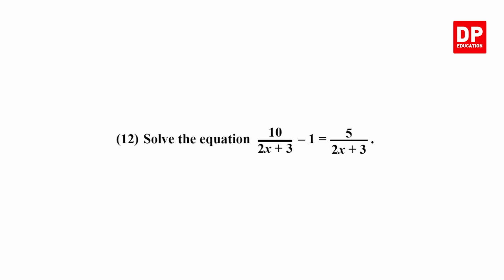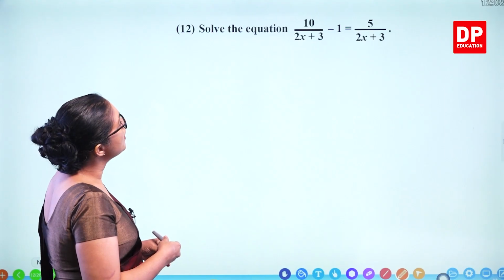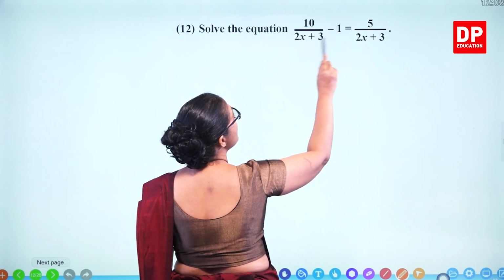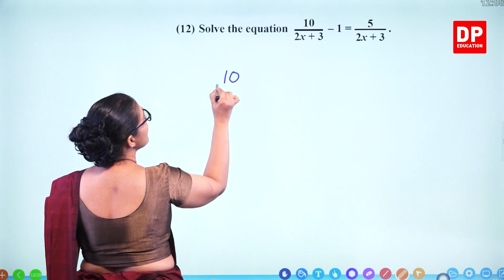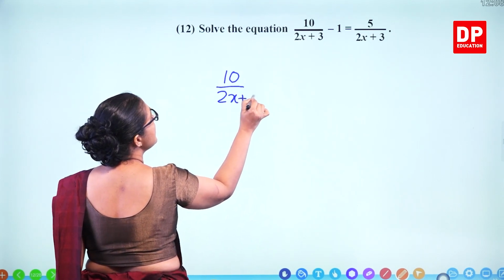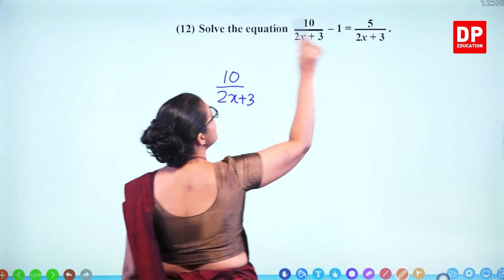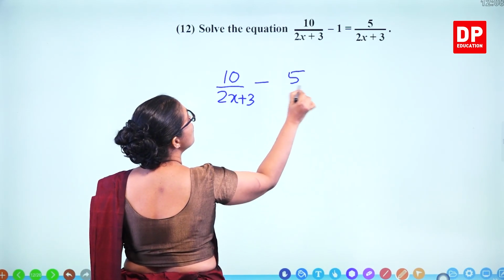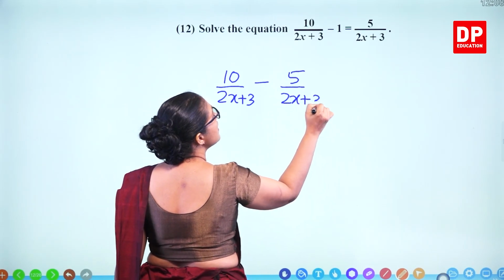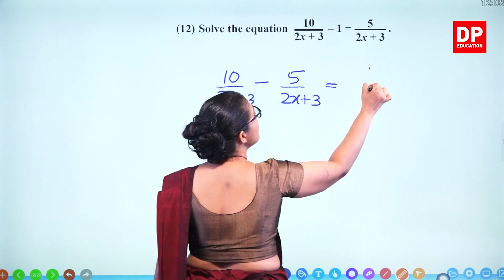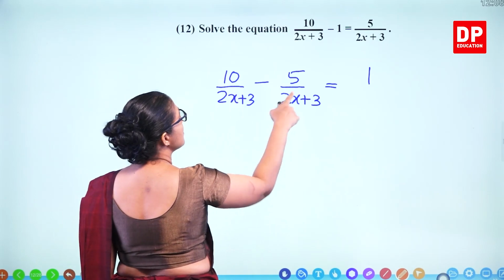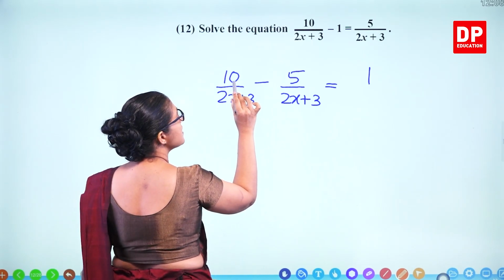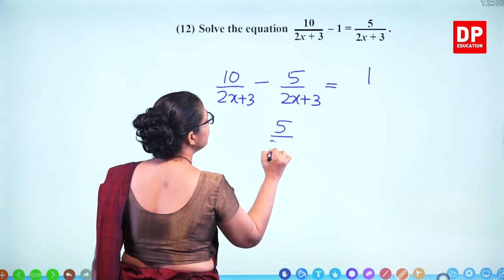Question number 12, solve the equation. So this is an algebraic equation. So what we can do here, same denominator. So we'll take it to this side. 10 over 2x plus 3. I can take this whole thing to this side. Minus 5 over 2x plus 3 equals minus 1. I can take it to the other side. Now, just subtraction. Same denominator, you can subtract. 10 minus 5 becomes 5.